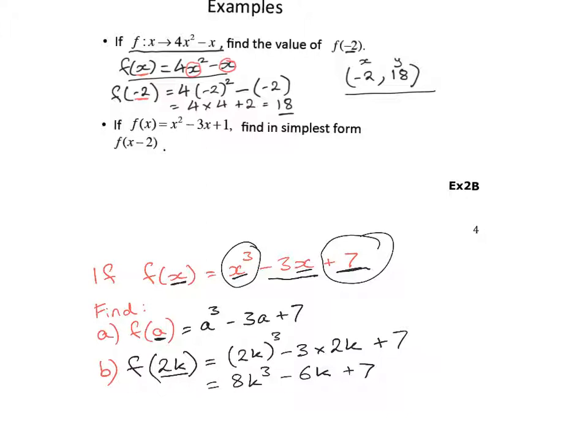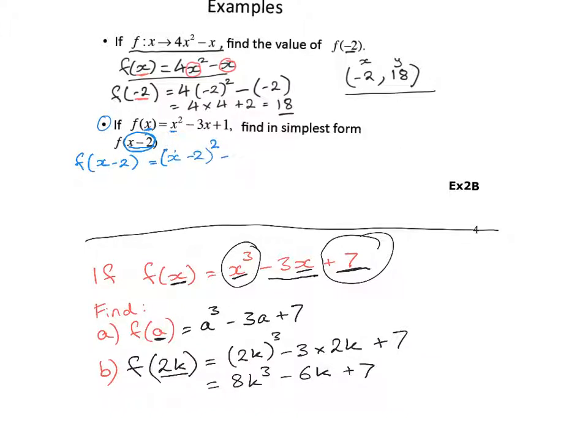So I just wanted to do a couple more examples with you first. And now let's go back to this one here. It says, if f(x) equals x squared minus 3x plus 1, find in simplest form f of x minus 2. Now that looks confusing, but again, we're literally just replacing the original x's with x minus 2. So f of x minus 2 equals, if x is being squared, then we get all of this and square it. So it's x minus 2 squared minus 3 times all of this, x minus 2, and then plus 1.